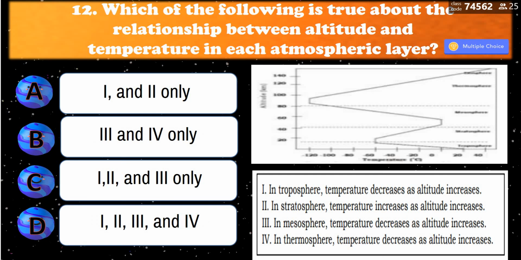Which of the following is true about the relationship between altitude and temperature in each atmospheric layer? 1. Troposphere, temperature decreases as altitude increases. 2. In stratosphere, temperature increases as altitude increases. 3. In mesosphere, temperature decreases as altitude increases. 4. In thermosphere, the temperature decreases as altitude increases. Is it A, B, C, or D? Correct. It's letter C. 1, 2, and 3 only.